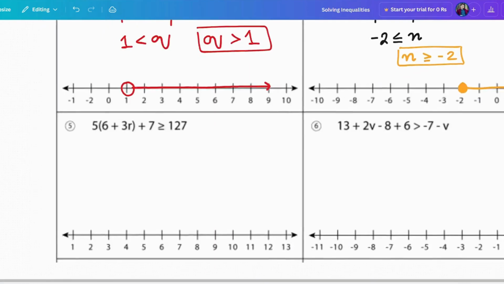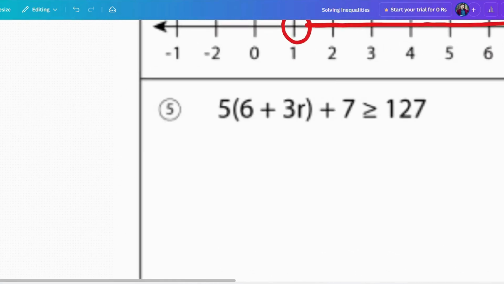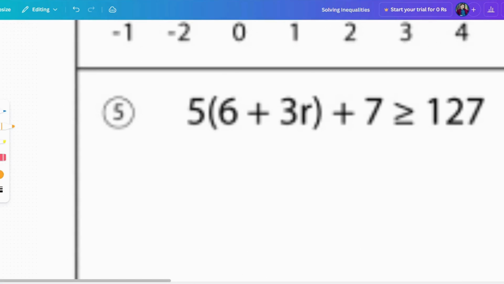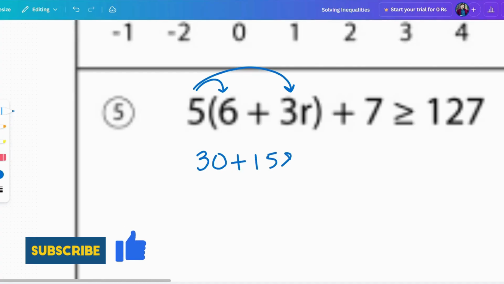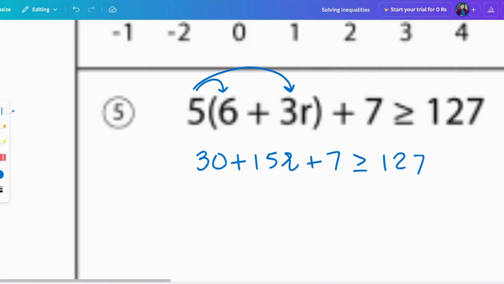Alright. So now for question number 5, we need to distribute those values as well. So I'm going to distribute it accordingly. So 5 times 6 and then 5 times 3. Okay. It's going to be 30 plus 5 times 3 is 15r plus 7 is greater than or equivalent to 127. Okay. So for this one, I will be processing the same operation. So 30 plus 15r plus 7.